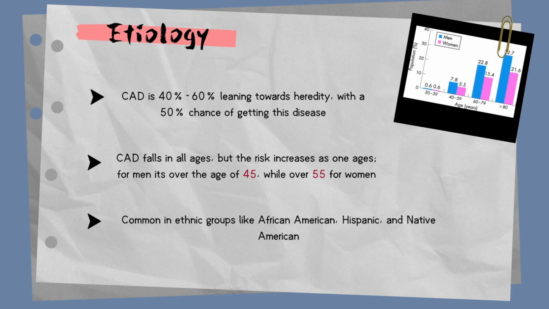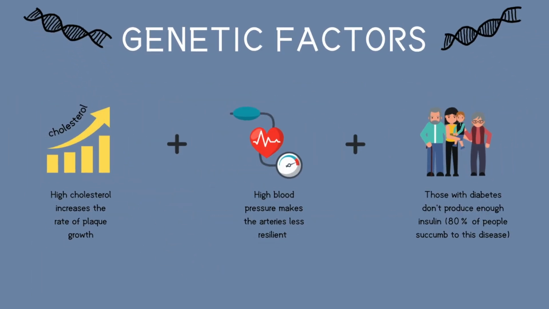Men tend to be at risk over the age of 45, while around the age of 55 or over for women after menopause. This disease is also more common in certain ethnic groups like African American, Hispanic, and Native American. Genetic factors that could be the cause encompass health conditions like a family history of heart diseases, diabetes, and high blood pressure and cholesterol. Having high cholesterol increases the rate of plaque growth.